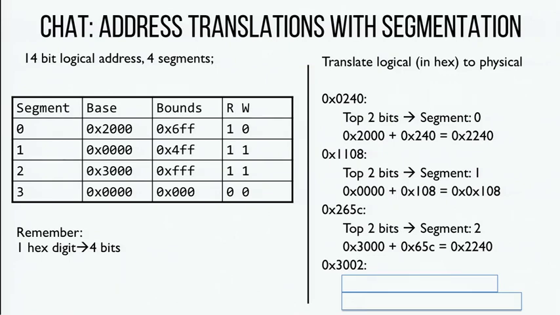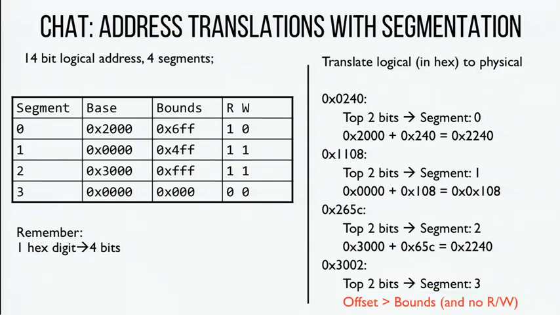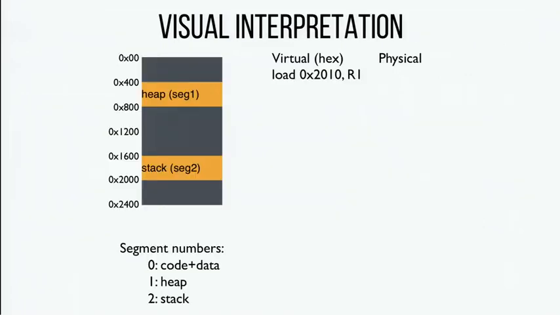Now we've all seen what profanity words I will be using, I guess. Last one, segment 3. This is an invalid access. We do not have read or write permission to that address, and clearly this offset goes beyond the bounds. So this is going to lead to some type of segmentation fault that we're notified of. I will keep on going.